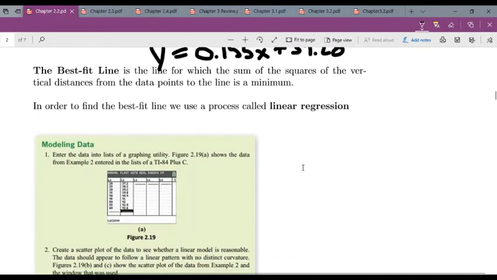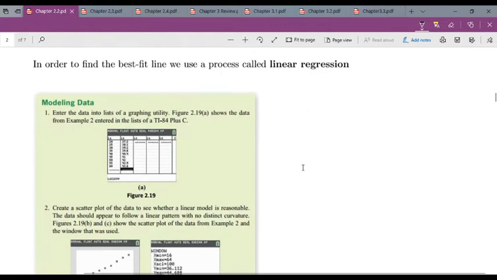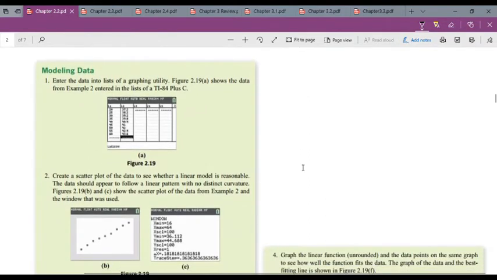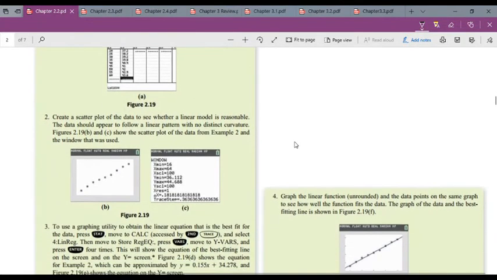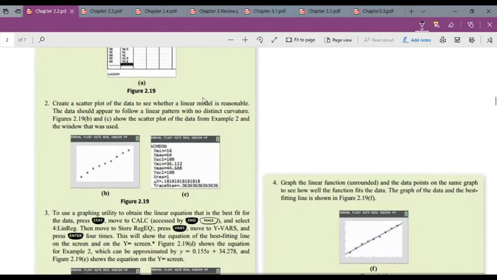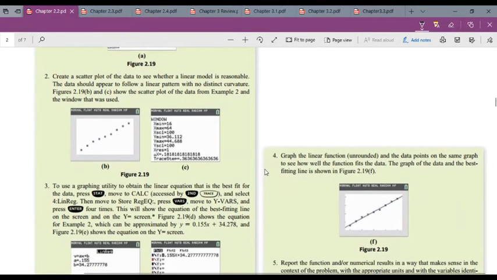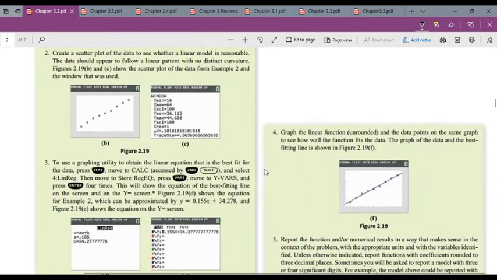So, in order to find the best fit line, we use a process called linear regression. This kind of explains how it works. We enter the data into the list of the graphing utility, which is what we've done. We create the scatter plot to see whether our linear model is even reasonable. So just like we did here. You can go about trying to change your Y max and Y min however you want to, but honestly the best thing to do is to use zoom stat. It does it really easy for you.